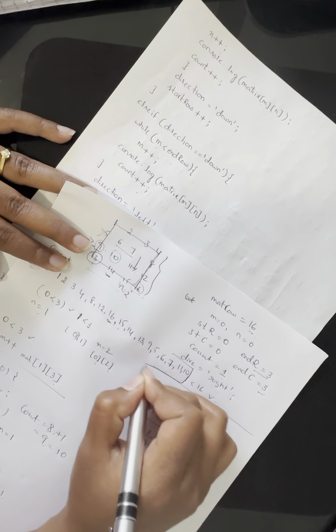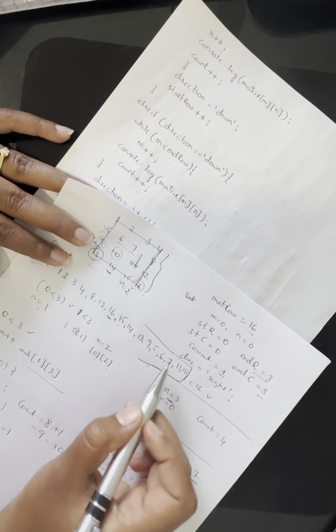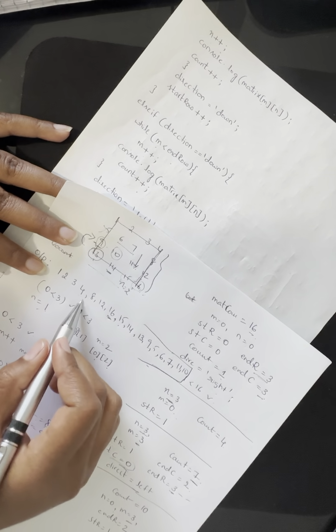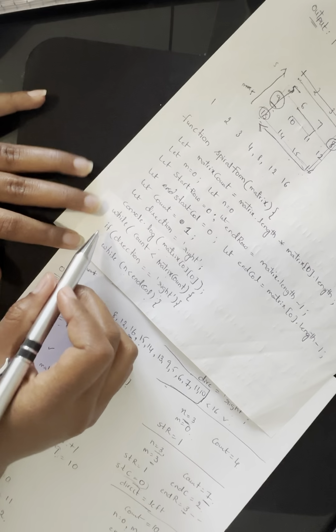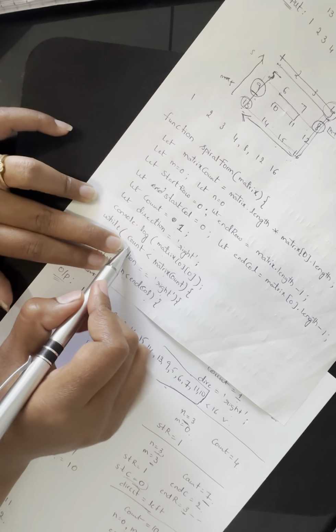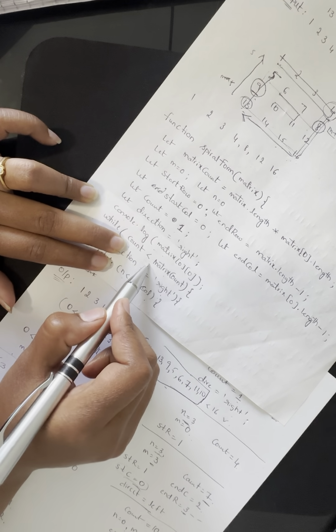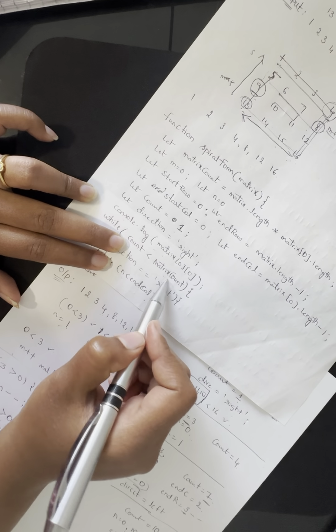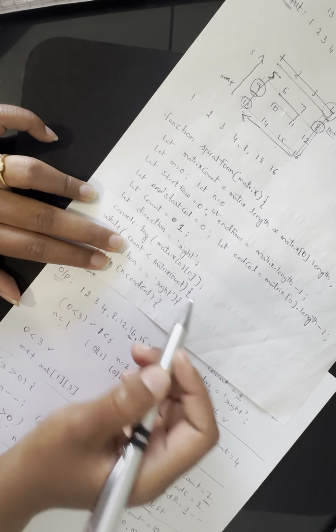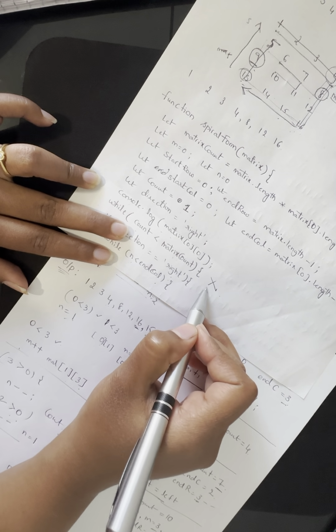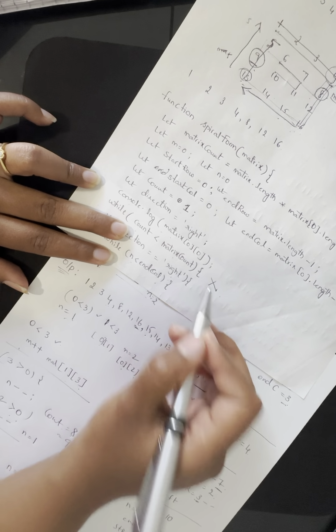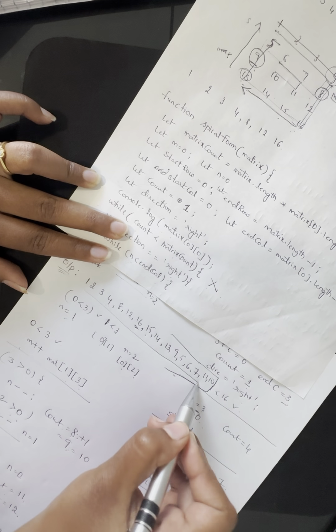11 and 10. So now the count becomes 16, so here when the count becomes 16, it is not less than matrix count anymore. So the loop stops there. By the end of this while loop, we have all the elements printed in the output.